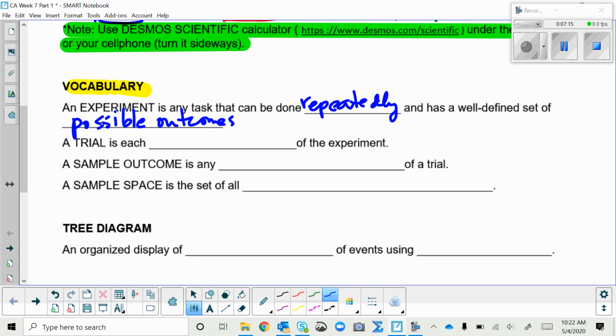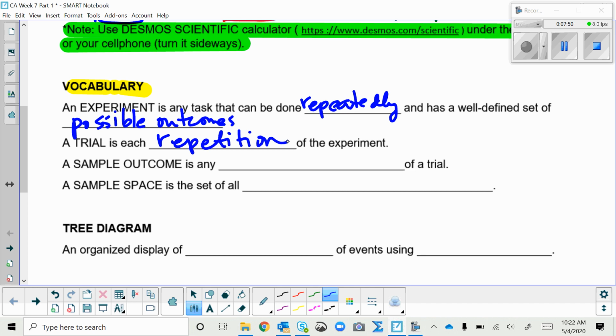So let's say you wanted to know the odds that you would get heads whenever you flip a coin. Well, you could repeat that experiment over and over and over. And the well-defined possible outcomes is you could either get heads or tails. Like there's no confusion about what the outcome might be. A trial is each repetition of your experiment. So if I flip that coin 10 times, I had 10 trials.